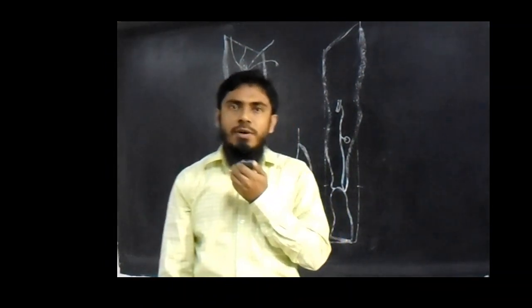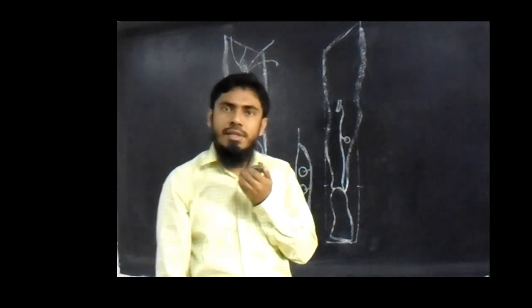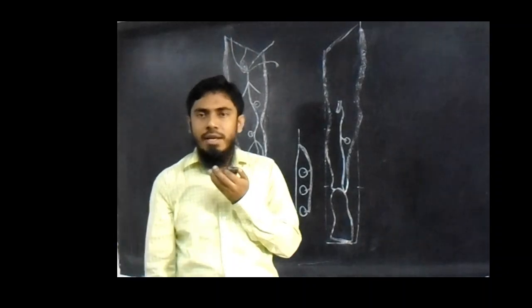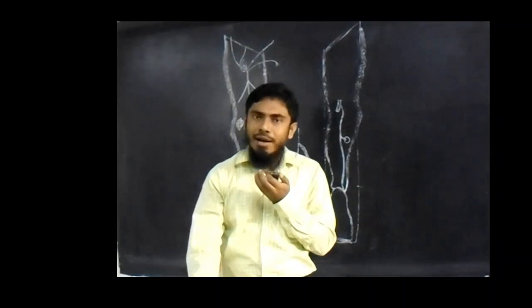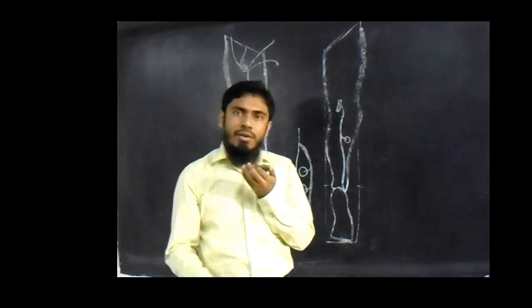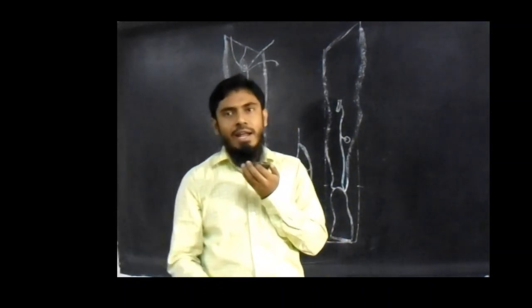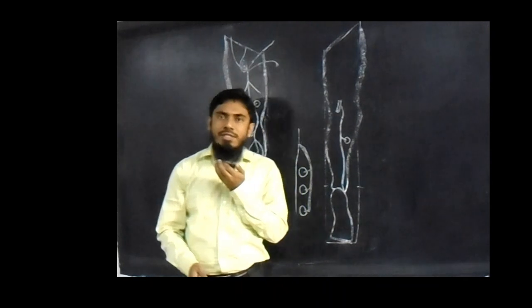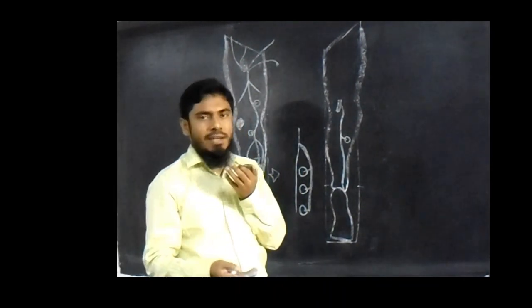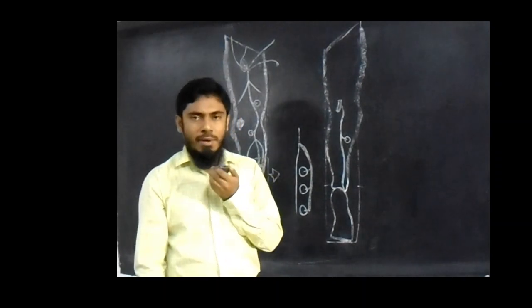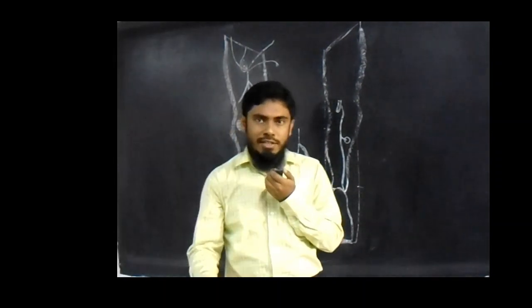And the deep veins correspond to the arteries, that is the femoral artery, popliteal artery, tibial artery, anterior tibial, posterior tibial artery. Okay. Then the plantar arteries. The veins will accompany these arteries, and the names are the same, you just have to put the word vein at the end of that name. That is the medial plantar vein, lateral plantar vein, tibial vein, etc.